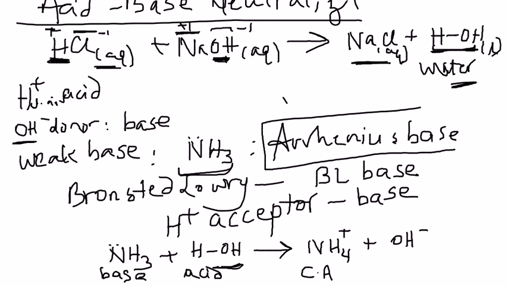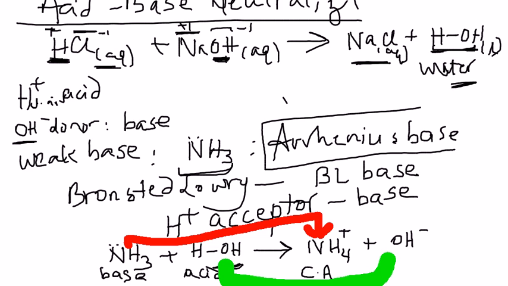That means what becomes of the base, let's change the color, is called the conjugate acid, and what becomes of the acid is the conjugate base. So at any given point of time, there will be a set of two pairs of acid-base systems. In this case, ammonium is the first one, and the second one is water and hydroxide. Okay.